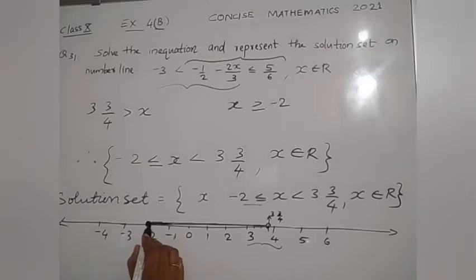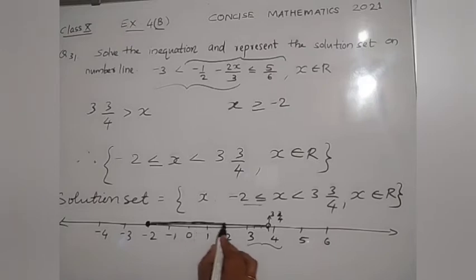X belongs to real numbers. That's why we shade the portion from minus 2 to 3 by 4.